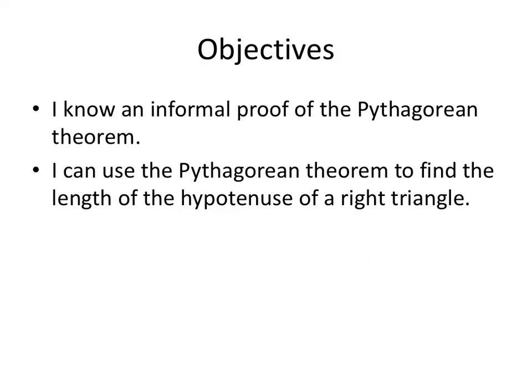while you guys finish writing this, I'll just read them. I know an informal proof of the Pythagorean Theorem. I can use the Pythagorean Theorem to find the length of the hypotenuse of a right triangle. We're going to revisit that informal proof even though we just went over it with the squares. So for lesson 15, this one, we're just looking at finding the length of the hypotenuse and not the legs yet. That's going to be in lesson 16.